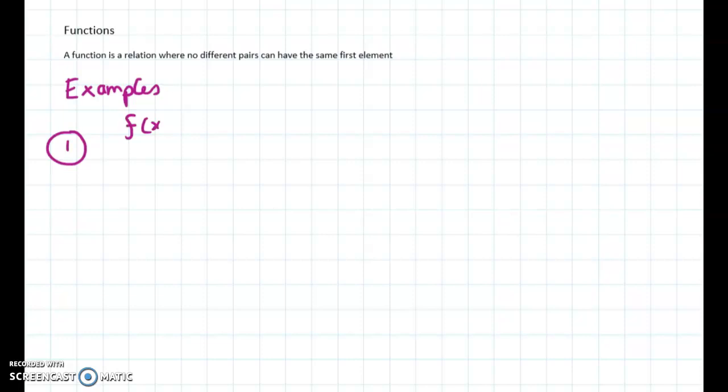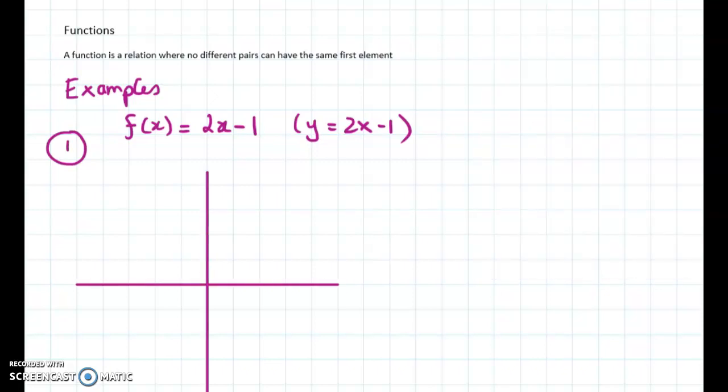I'm going to say f of x is equal to 2x minus 1. We know that this represents a linear function, and maybe before you wrote it as y is equal to 2x minus 1. And we can even sketch how this is going to look like. So we can draw a graph for this function. Well, I'm saying it's a function, we are going to check. For sure it's a relation because for each value of x, we can correspond the value of 2x minus 1.